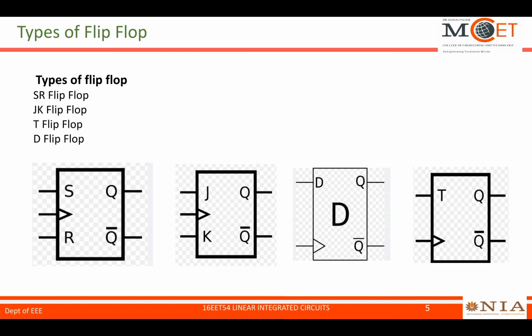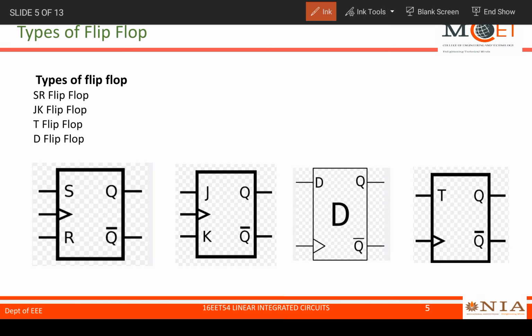Next is types of flip-flop. We have four different types of flip-flops. SR flip-flop, that is set-reset flip-flop. JK flip-flop, also called master slave flip-flop. Next is T flip-flop, that is toggle flip-flop. Next one is D flip-flop, that is delay flip-flop. Now we will discuss SR flip-flops. These diagrams are called symbols of flip-flops.